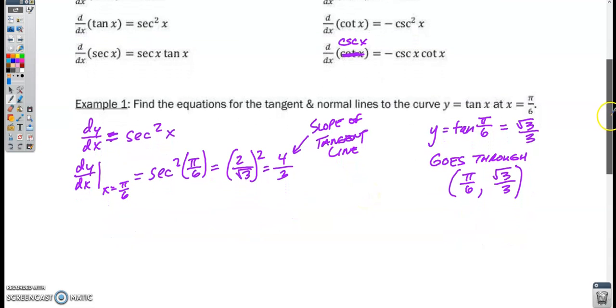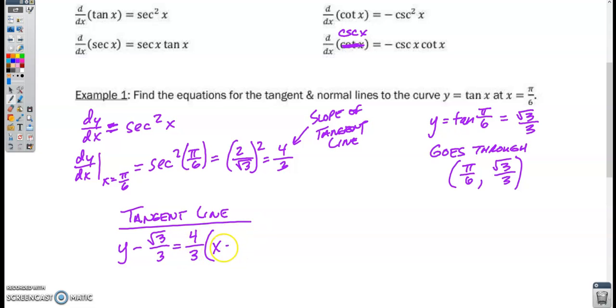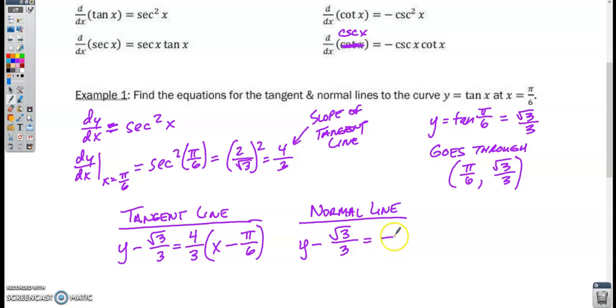And now I can go ahead and write those equations. The tangent line is going to be y minus the y coordinate of the point is equal to the slope times the quantity x minus the x coordinate of the point. And the normal line is perpendicular to that one, so the slope of that line is going to be the opposite reciprocal, and so the equation for that is going to be y minus the y coordinate equals the opposite reciprocal slope times x minus pi over 6.